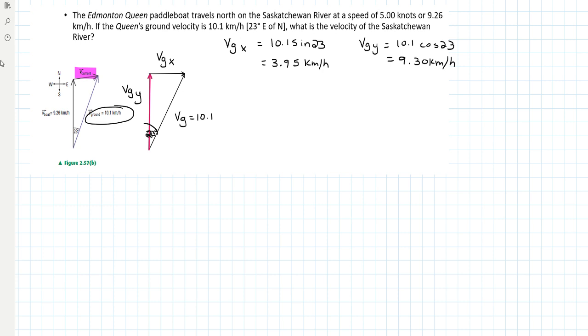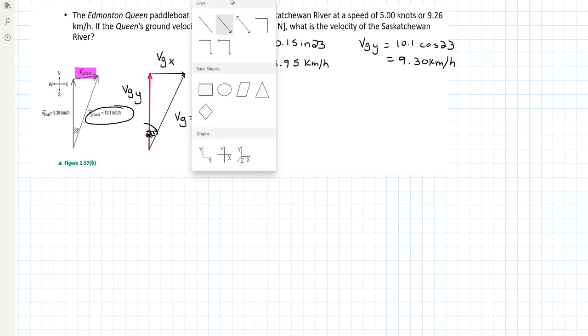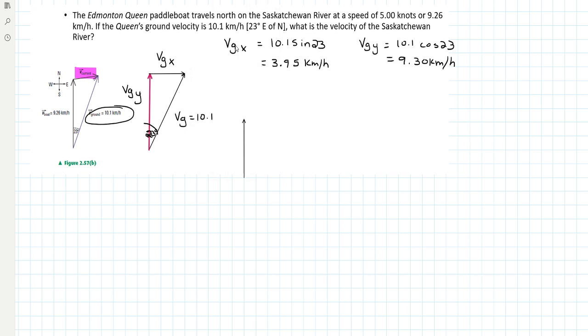What we're going to do after that for V boat is first acknowledge that it is all happening in the one direction here. This is the V boat. So what that means is that it's only going to have a y component. So our VBX is 0, but your VBY is going to be that total value that we had here, which is 9.26 kilometers per hour. So we know those values. That's great.